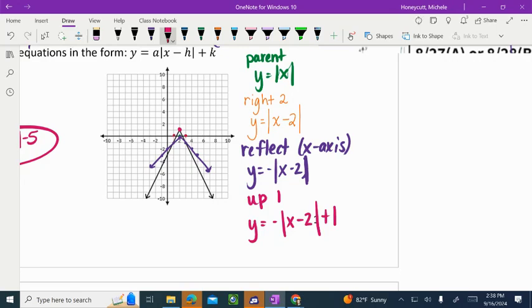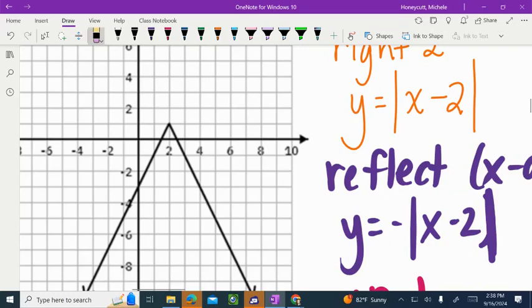But my stretch doesn't look quite right, does it? Because the vertex is in the right spot, but the stretch is not what it needs to be. So I need to find that rate of change. If I look at this a little bit closer, the rate of change from this point to this point is up 1, 2, and right 1. So it goes up 2, right 1. That tells me that my average rate of change is 2, and so that is my A value, is 2.